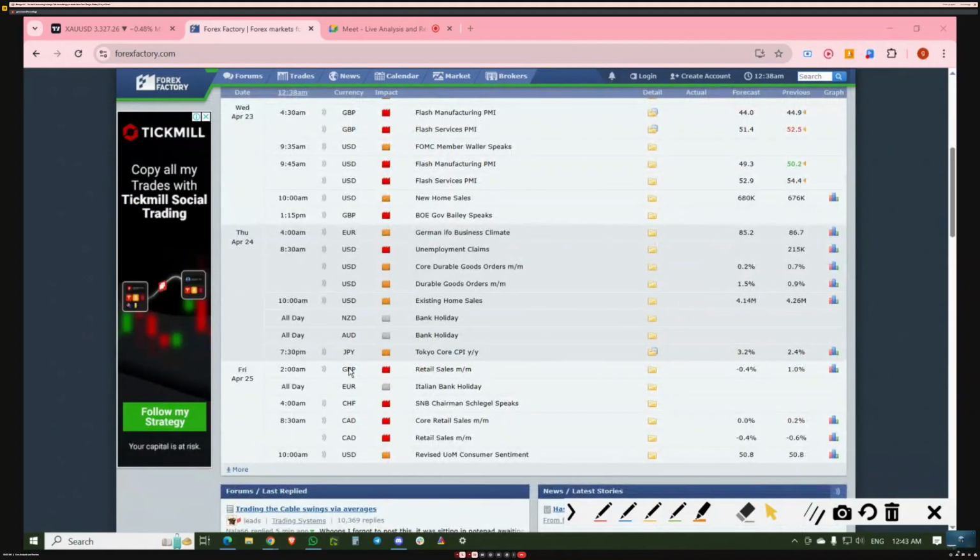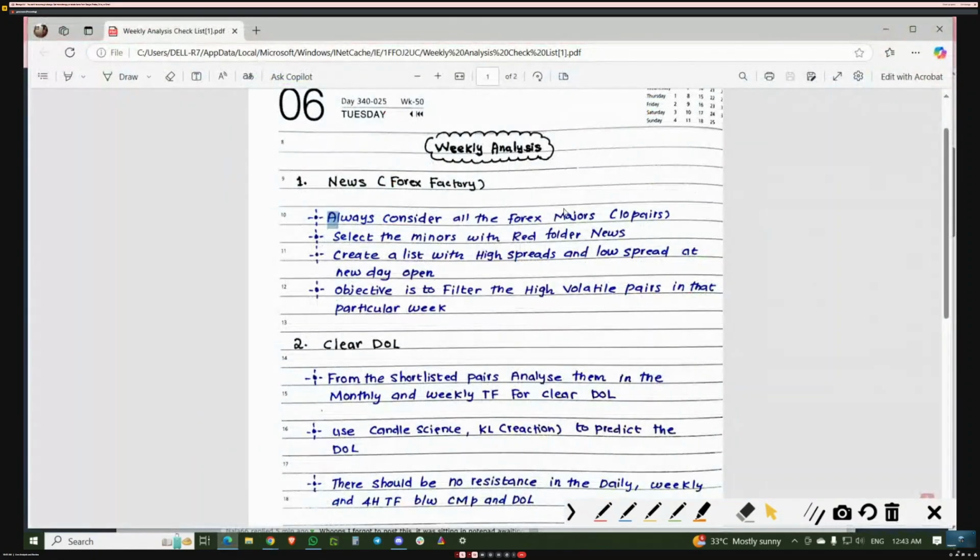So anyway, USD will be a more volatile pair. There will be more liquidity. So we need to select all the major pairs, irrespective of the news availability or not. Okay, we are going to select the minors only with red folder. That's a mistake actually, red folder and orange folder news actually.